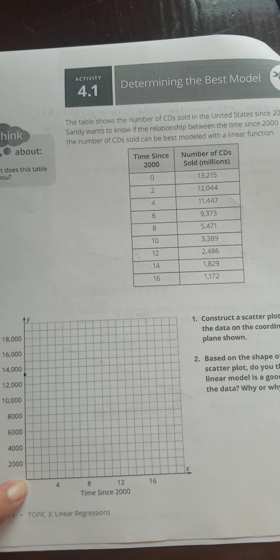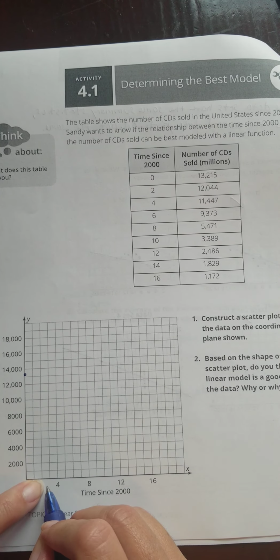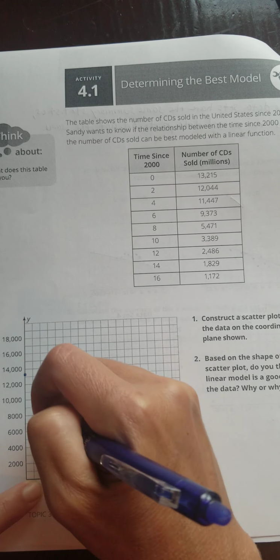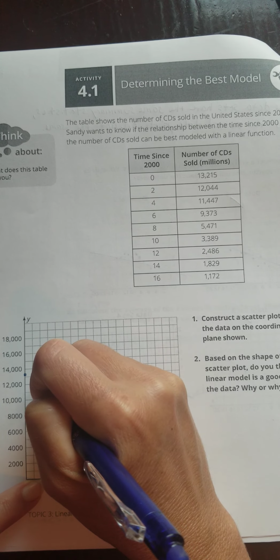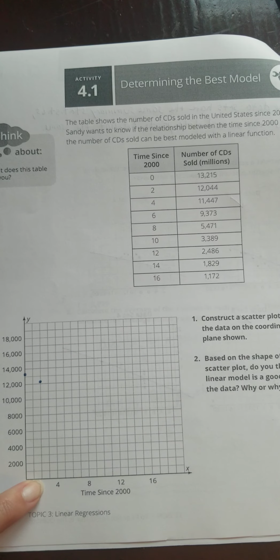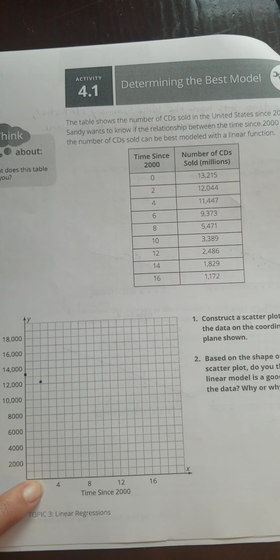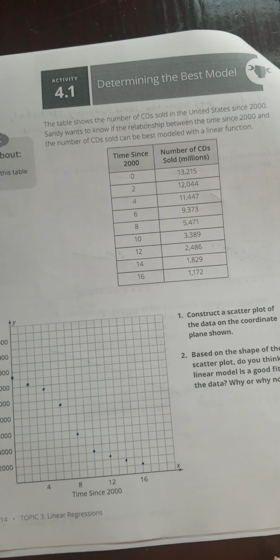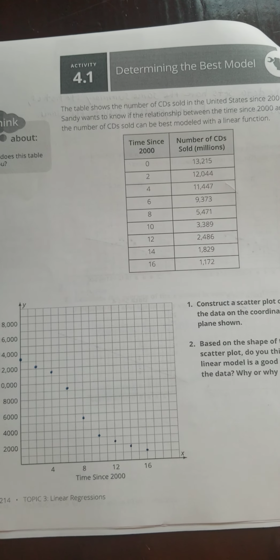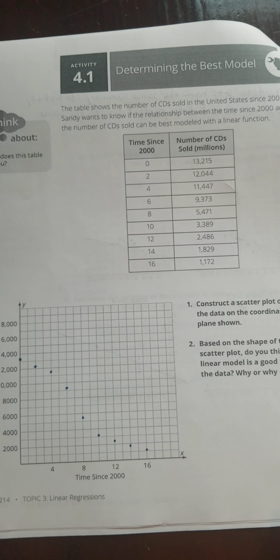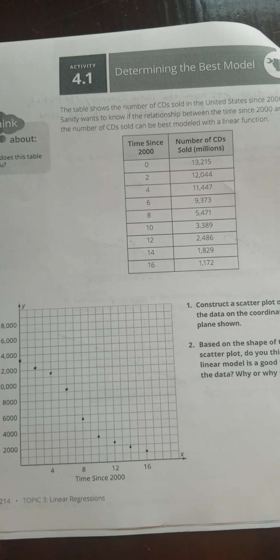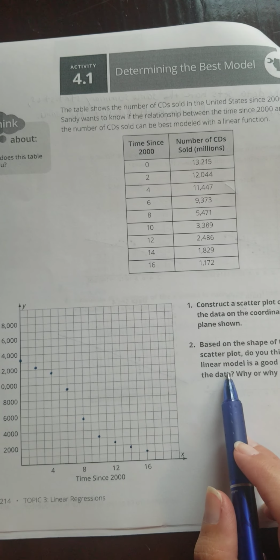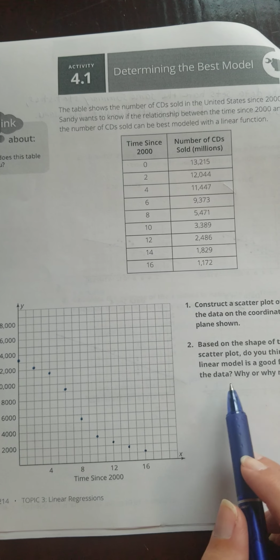So that's our y-intercept. That's where it crosses the y-axis. 2 and 12,044. Let's continue to plot these points. Here we've plotted these points on the graph. Number 2, based on the shape of the scatter plot, do you think a linear model is a good fit for the data?